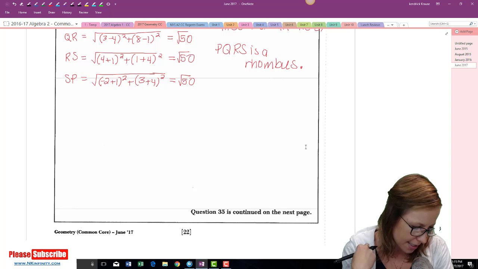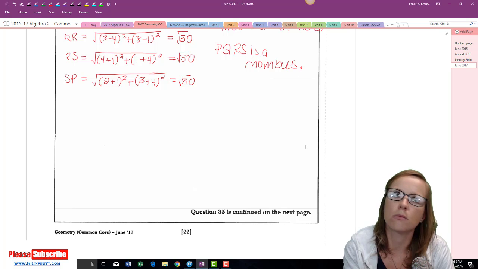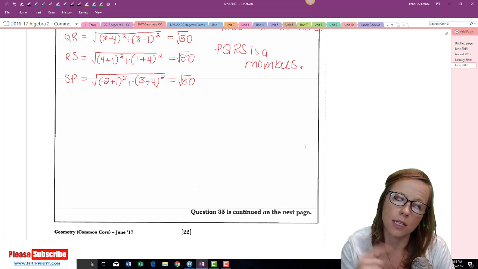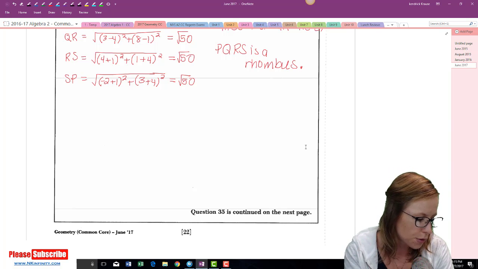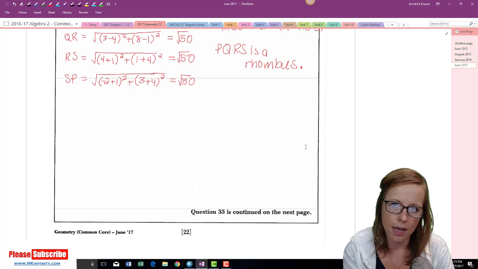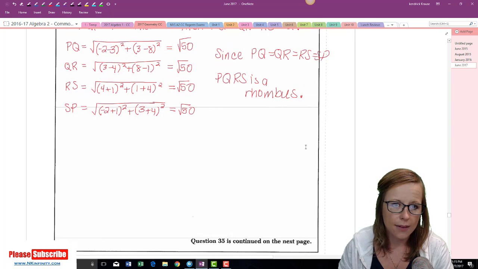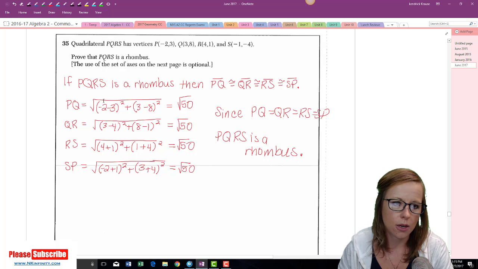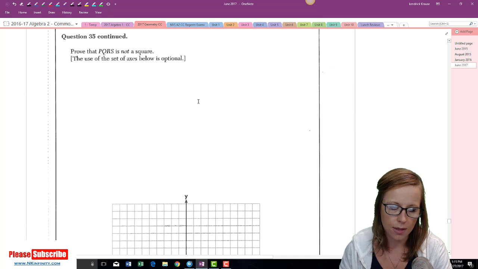The next part says, prove that it is not a square. So if it's not a square, then that means it doesn't have a right angle, right? That none of them have right angles, right? So I have to prove that two of the sides are not perpendicular and don't have negative reciprocal slopes. So I'm going to find adjacent sides. So PQ and QR.